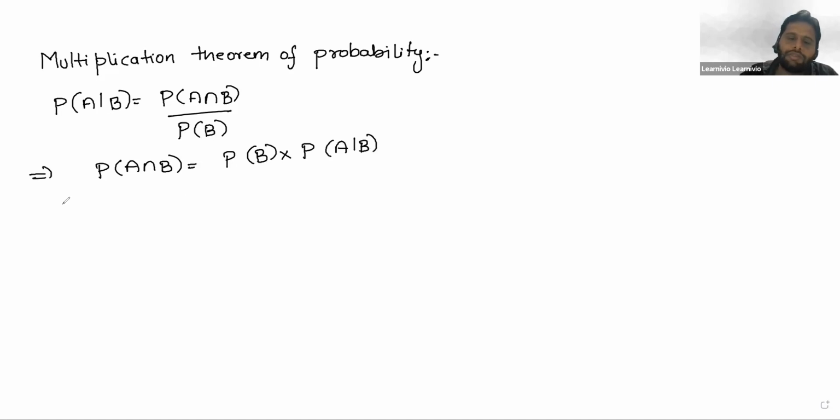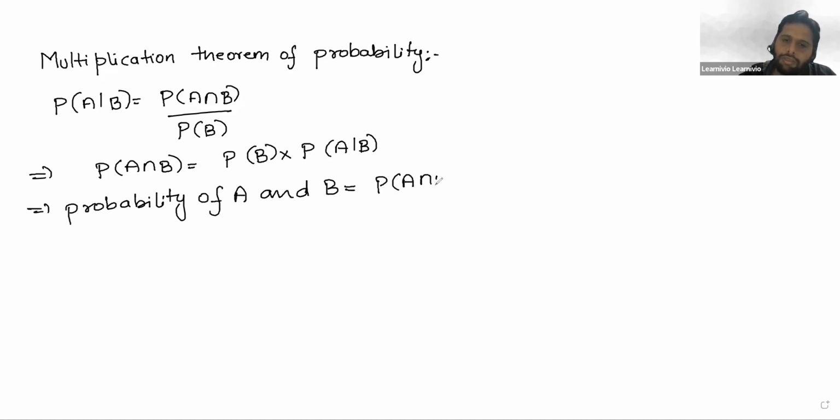And what is meant by P(A intersection B)? It means the probability of A and B. So P(A intersection B) is equal to P(B) into P(A|B). Whenever we need to find the probability of A and B, that means P(A intersection B), we will use this formula P(B) into P(A|B).